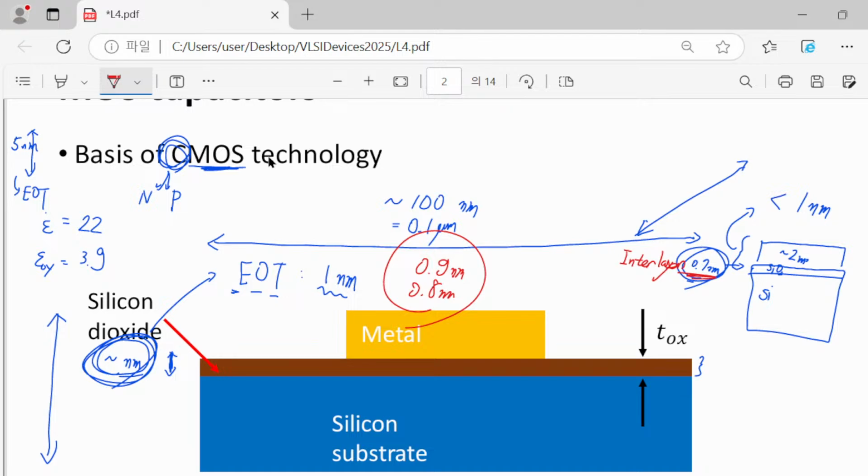And after that, we have a really small margin for our remaining EOT. So scaling EOT is a really difficult problem for all of us to solve. Okay, so it is really difficult to solve this EOT scaling. But anyway, now you understand the state-of-the-art device has EOT of around 1 nanometer, and in its physical thickness, of course, it's much thicker, like 5 nanometer.